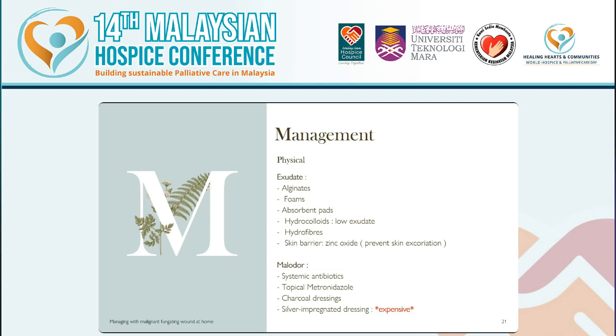For mild odor, we can use topical metronidazole or charcoal dressing as a secondary dressing to prevent the odor if it's minimal. But if it's too strong, you may also prescribe oral metronidazole so that we can control the odor better because of the infection. And you can also suggest using a silver impregnated dressing, but I usually don't use it because it is very expensive.